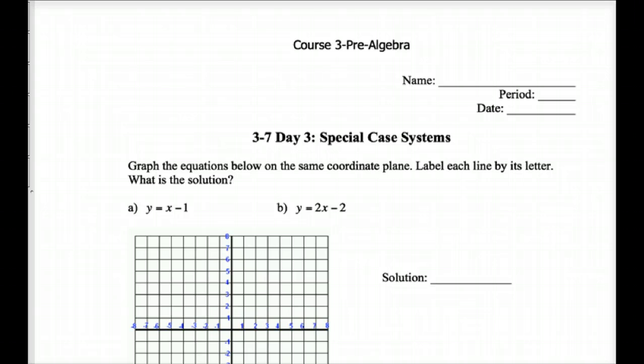C3.3.7, day 3. We're going to teach you guys the two special cases when solving systems. Okay?